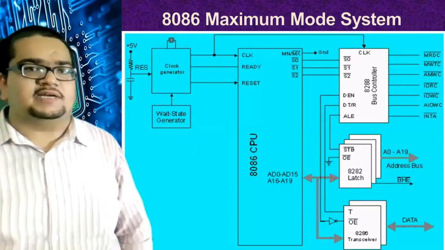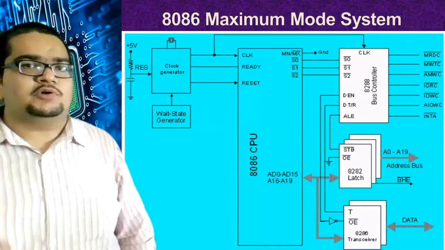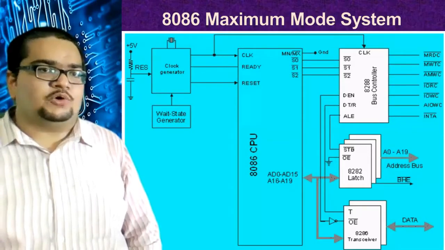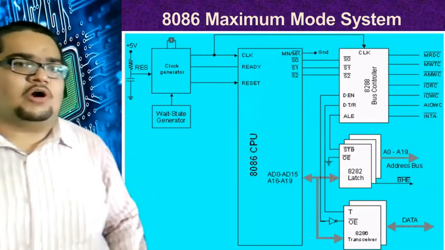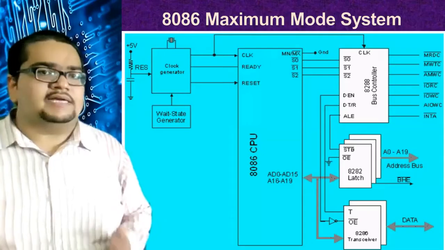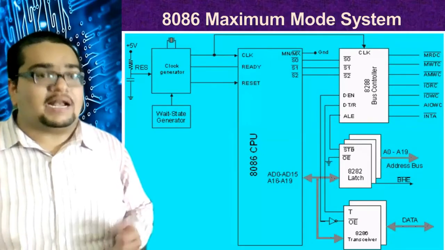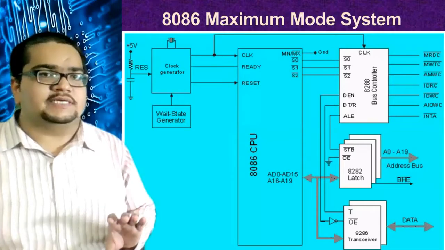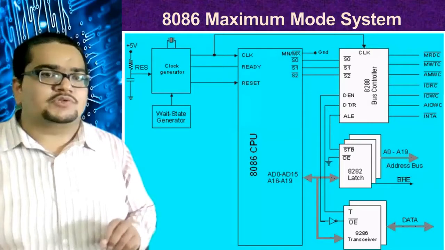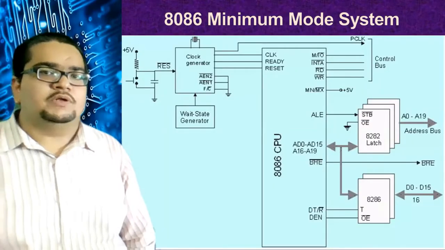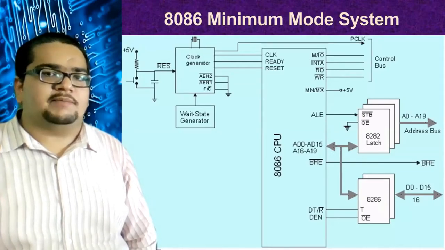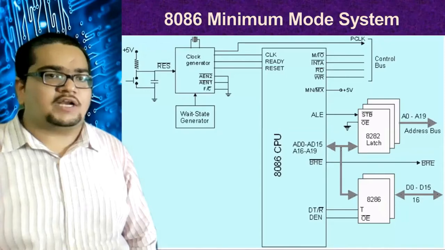What makes it a little bit different here is that in the previous minimum mode system, these lines S0, S1 and S2 were not there. Instead, there we got M/IO bar, write signal, read signal, and INTA bar, which were the control signals. For your knowledge, I'll go back to that particular slide and show you the minimum mode system. You can check it out. The control bus is given a name here, and it has M/IO bar, INTA bar, read and write. These signals are not available in maximum mode.